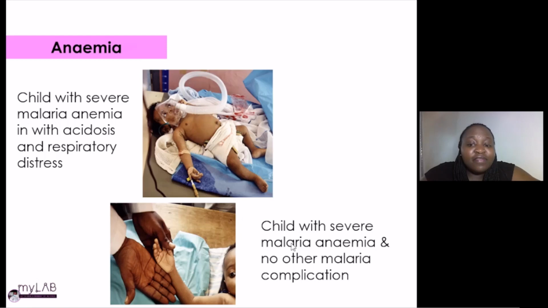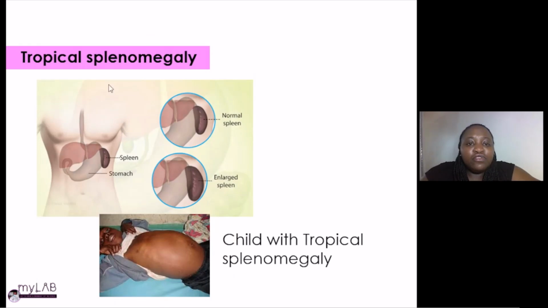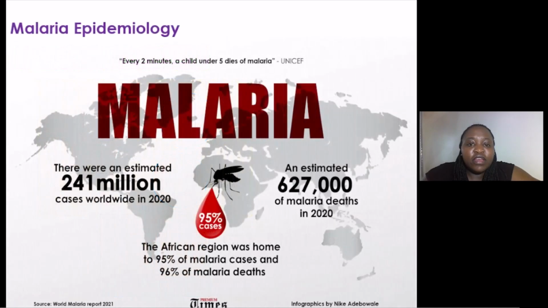We can also have severe anemia in children or individuals with no other malaria complications, like in this situation of this child. We talked about tropical splenomegaly, and this is where we have our spleen being extremely enlarged, and you can see in this chart how it presents. And these are all caused by malarial infection complications.